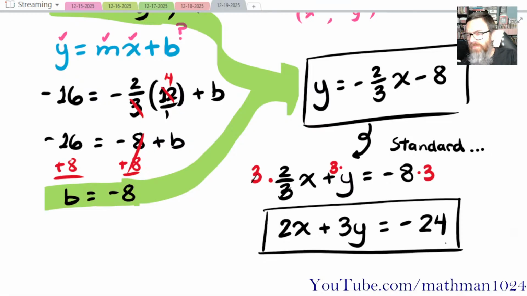So depending on what homework system you're working with or what teacher you have, you need to be able to quickly convert from slope-intercept to standard form or vice versa.